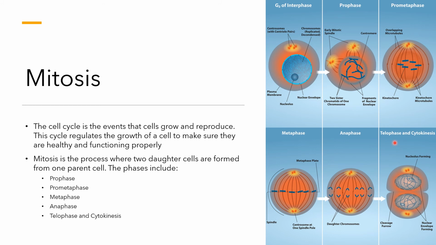And then you have telophase and cytokinesis. This little cleavage starts to form, which is where they start to split into two cells. Your nucleolus starts to form again, and you have a spindle on each cell. So they're going to be exactly the same as this cell was in the beginning. Now you just have two of them.